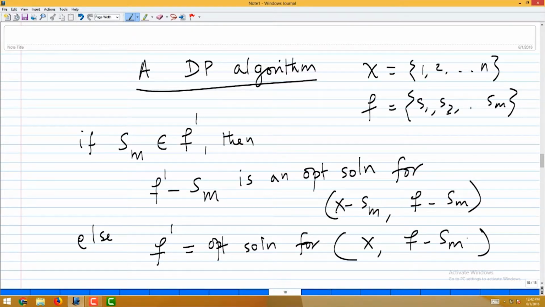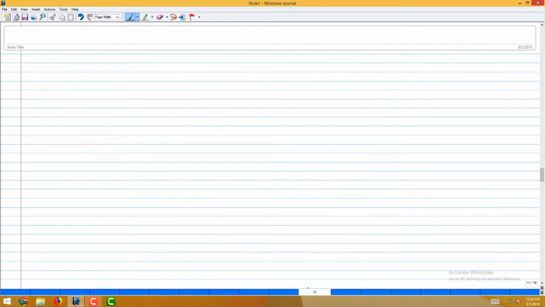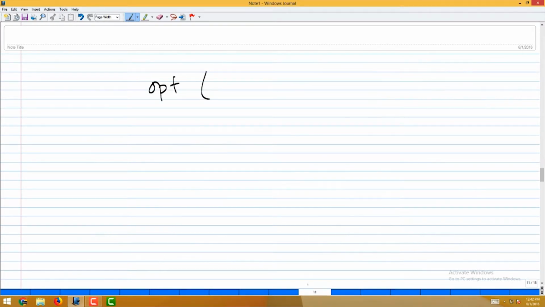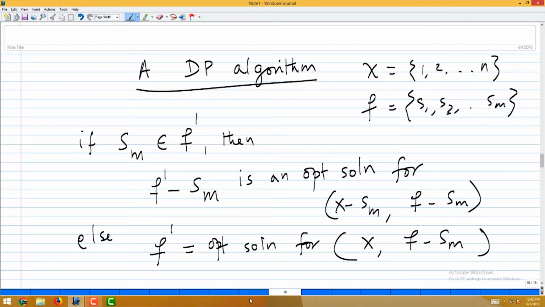So this suggests the subproblems, this suggests the recursive formulation, right. So the subproblems would be, in general, either 1 to m, or 1 to some i, or 1 to m minus 1, and I want to cover some subset, opt of some subset, because I do not know what Sm contains.